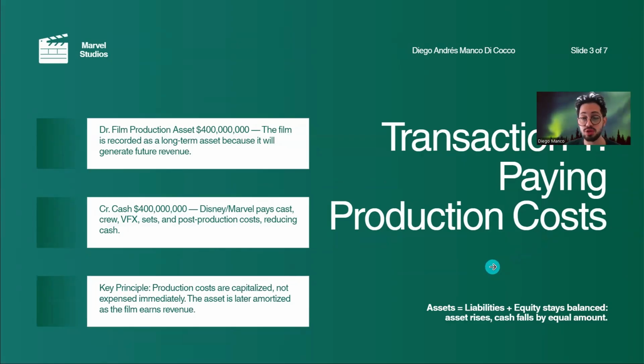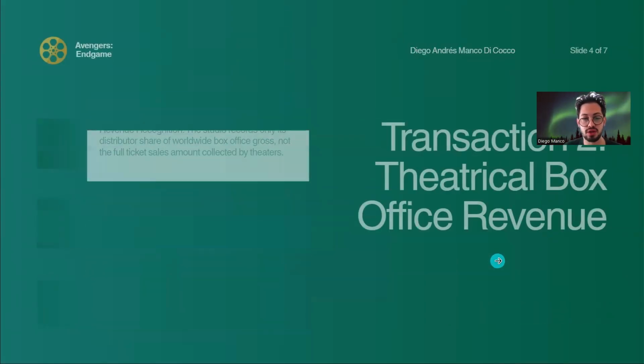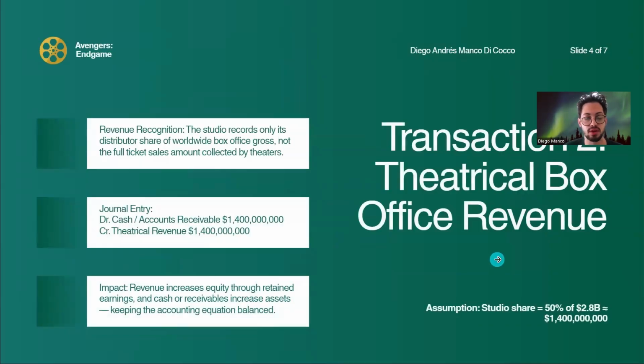The journal entry would be Dr. Film Production Asset, 400 million, Cr. Cash, 400 million. This means that cash decreases, but another asset increases. The accounting equation stays balanced because total assets do not change overall. One asset is exchanged for another asset.